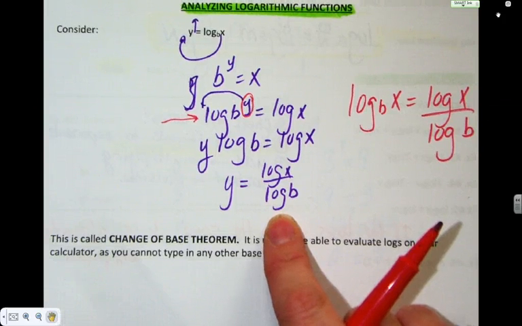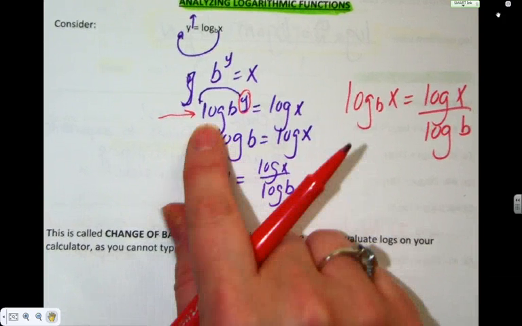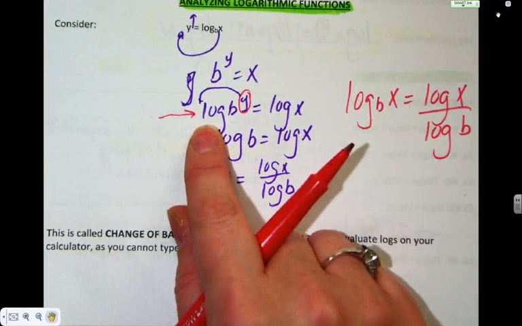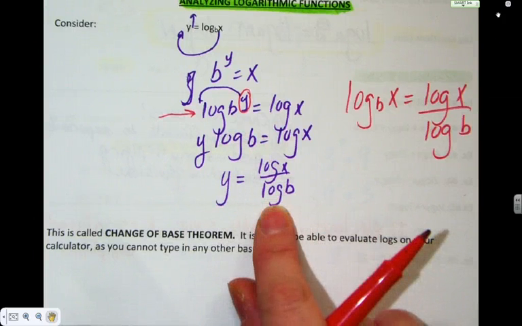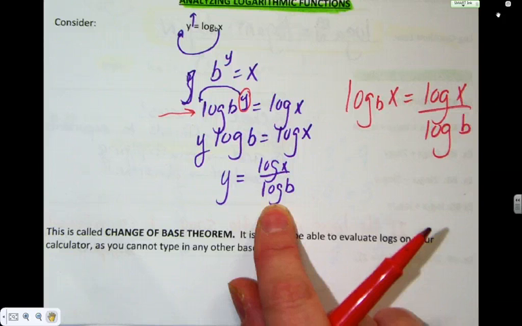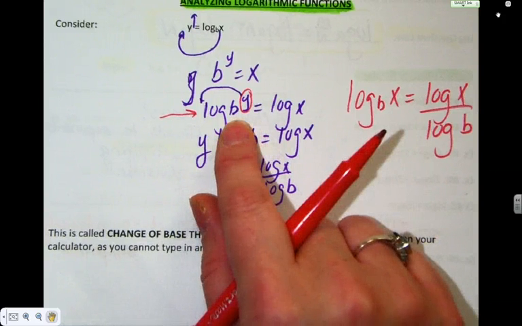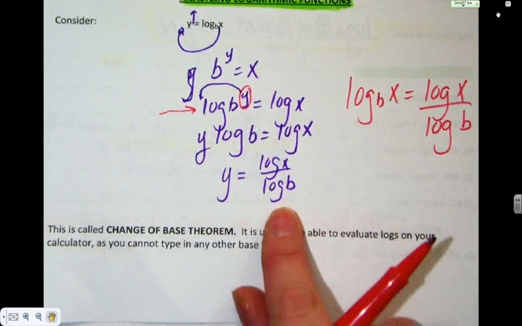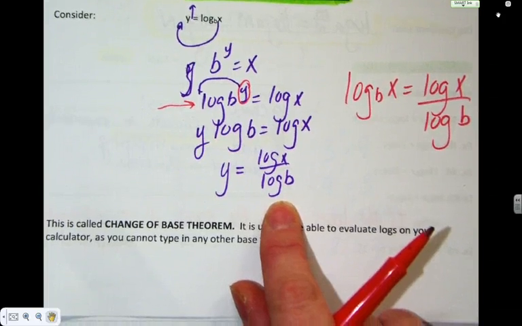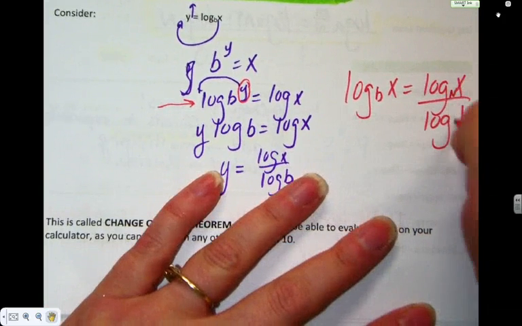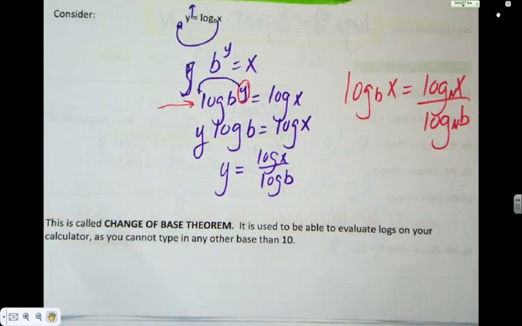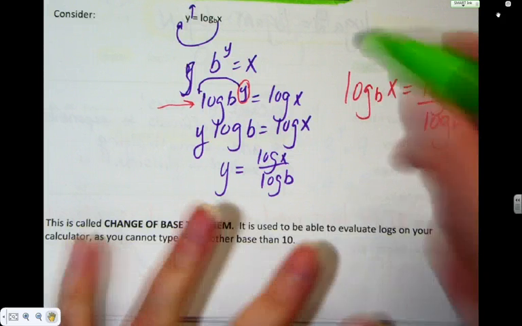Log base 3 of x divided by log base 3 of b. Well, what if I'd chosen log base 27? What would I have ended up with here? Log base 27 of x over log base 27 of b. What if I'd chosen a base of pi? What would I have ended up with here? So I'm going to stick a little n in here because the base can be anything we want it to be. So log base b of x can be log base n of x over log base n of b.